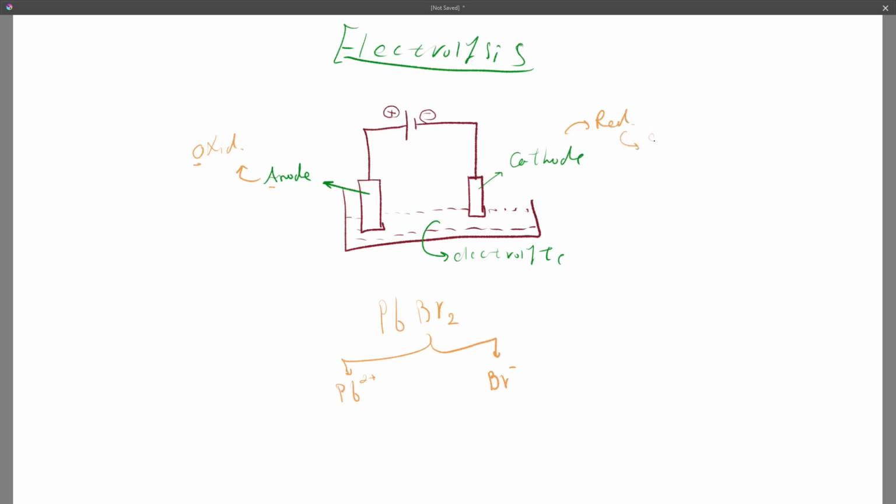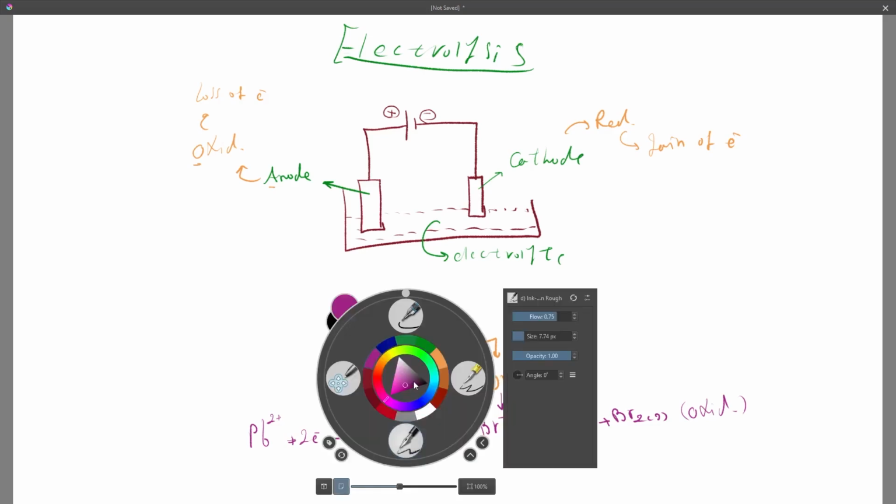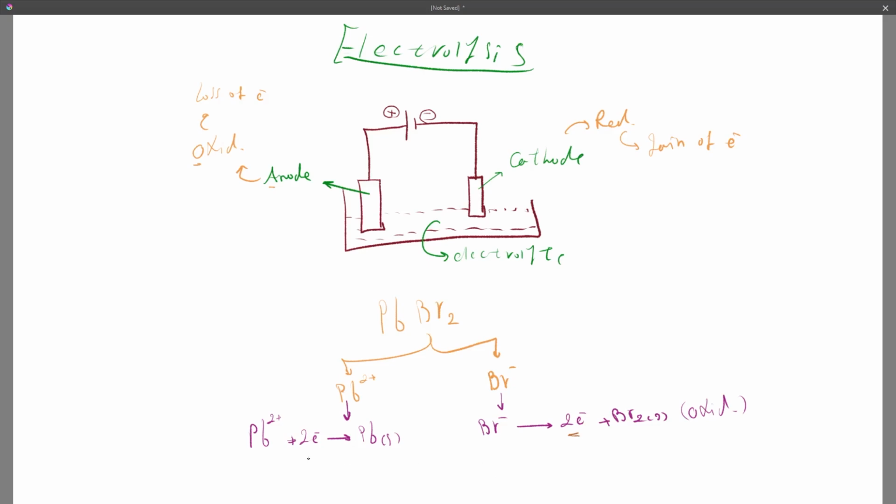As a reminder, reduction is gaining of electrons, while oxidation is the loss of electrons. At the anode, the bromide ions lose 2 electrons, forming bromine gas. This is a loss of electrons, so that's an oxidation reaction. While at the cathode, the lead ions gain 2 electrons, forming a gray solid or a gray deposit of lead. Now if you notice, the amount of lost electrons equals the amount of gained electrons.